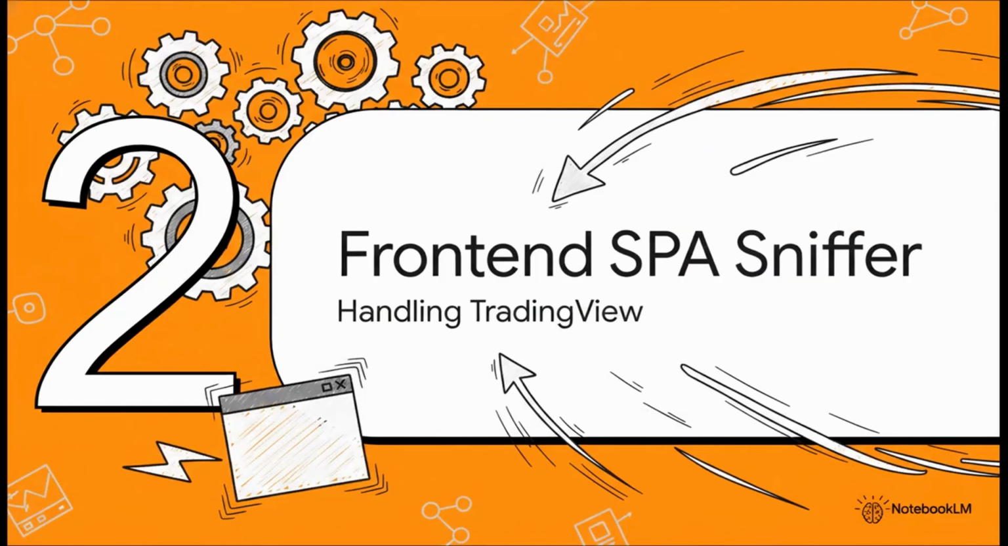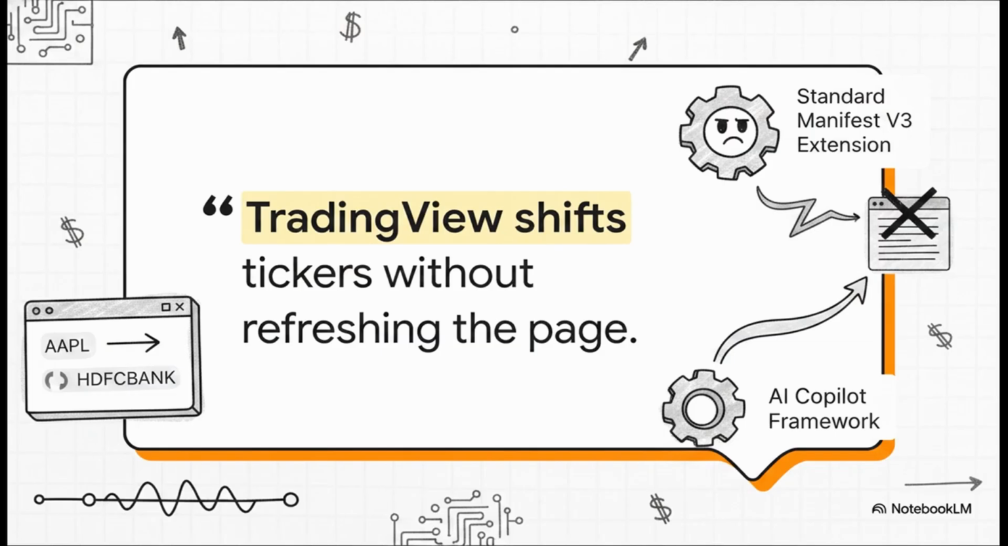Section 2. The Front-End SPA Sniffer. Moving to the front end, we immediately face our first major technical monster. TradingView is lightning fast because it is a single-page application, or SPA. That means the URL seamlessly shifts from, say, Apple to HDFC Bank, without ever actually reloading the web page. Now, for a standard Manifest v3 Chrome extension, this is a total nightmare. Traditional content scripts only wake up on a fresh page load. So when a user clicks a new ticker, the old extension just sits there, completely oblivious to the change.